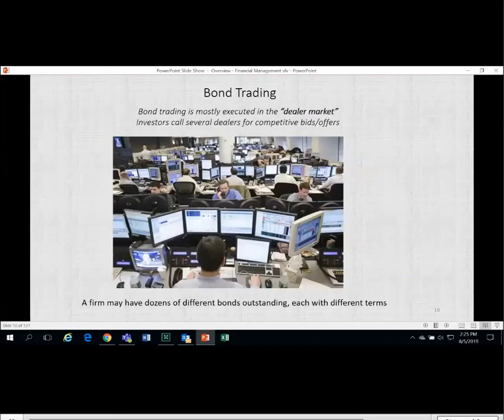Now, bond trading is mostly executed in a dealer market. This is a picture of a typical bond trading floor in New York. It's a situation where an investor calls a dealer to get a price for the bond that they would like to buy or sell. Generally, an institutional investor would call several dealers to get competitive pricing, to make sure they get the best price to buy or to sell.